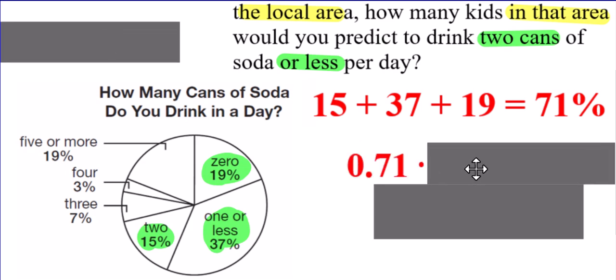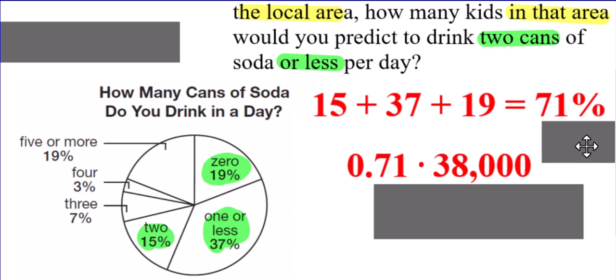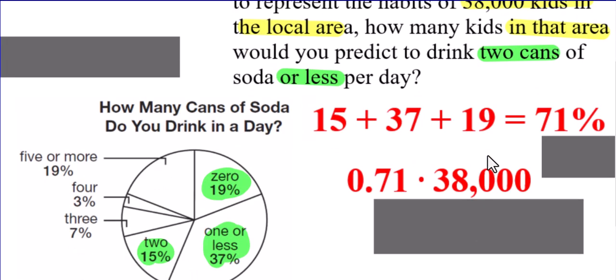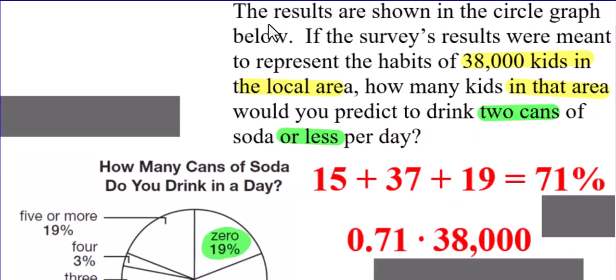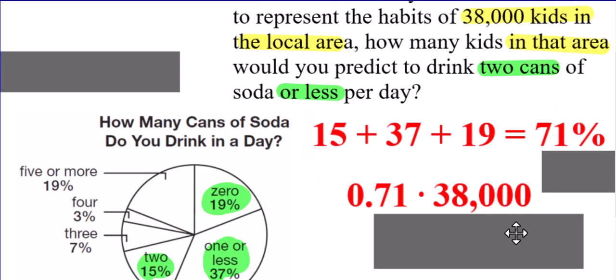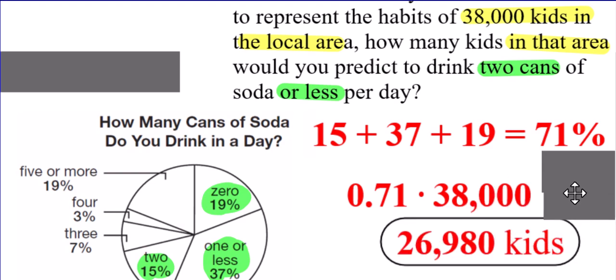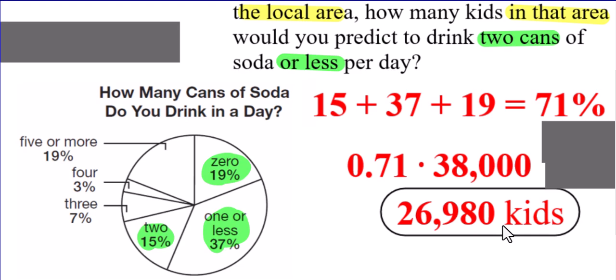Take 0.71 times the total kids in the local area, not times the 400. If you took it times the 400, hey, use your eraser, learn from your mistakes. And that's going to give you 26,980 kids. If you want to say about 27,000 kids, that's fine because we're making a prediction. It's kind of a little weird to say 26,980. So if you want to say about 27,000, that is fine with me.